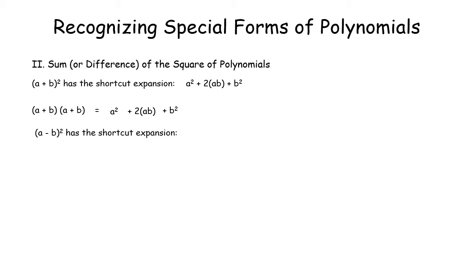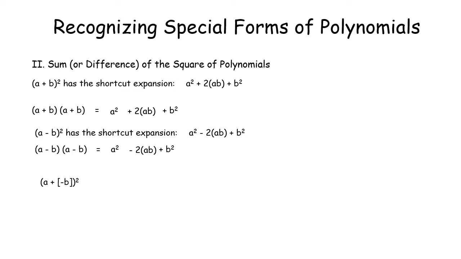Similarly, a minus b squared has the shortcut expansion of a squared minus 2ab plus b squared. Again, it's a minus b times a minus b. When we FOIL, the first term is a squared. The outer term is a times negative b, which is negative ab. The inner term is negative b times a, which is negative ab. And then finally, negative b times negative b, because two negatives make a positive, will be positive b squared. Again, the middle terms, negative ab, can be combined to make negative 2ab.